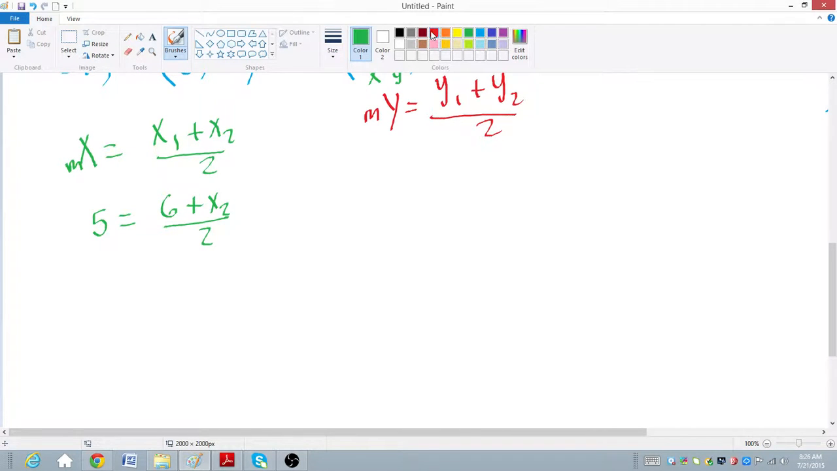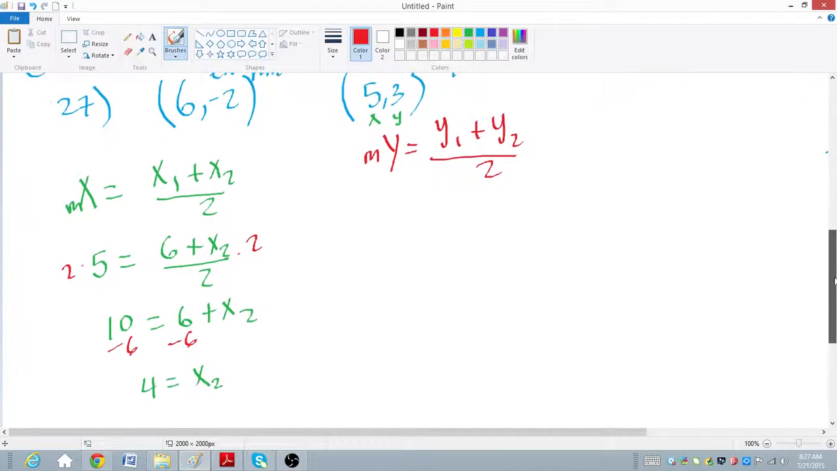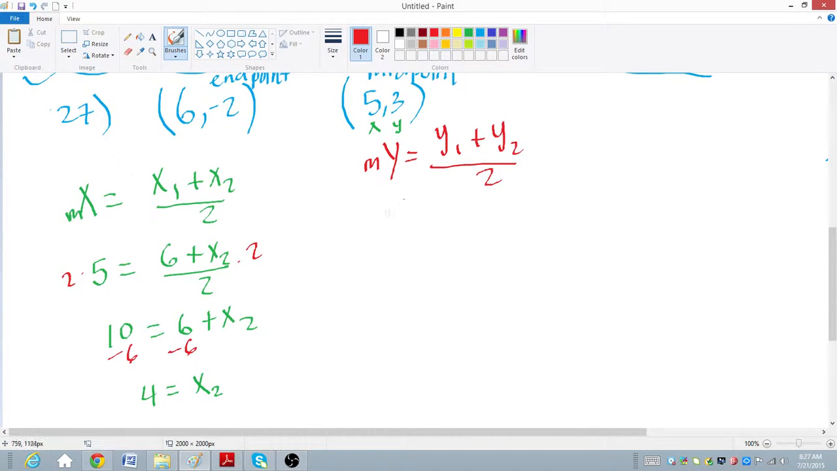I'm going to multiply by 2 to both sides. Times 2 here, times 2 here. I have 10 is equal to 6 plus x2. Now I'm going to subtract 6 from both sides. Minus 6 here, minus 6 here. I have 4 is equal to x2. So I got one of the coordinates of the endpoint. Now let's find the y. I found the x of this endpoint, now I need to find the y.